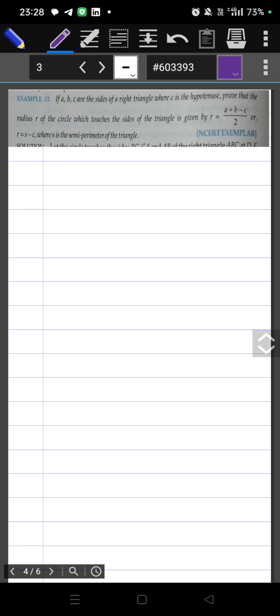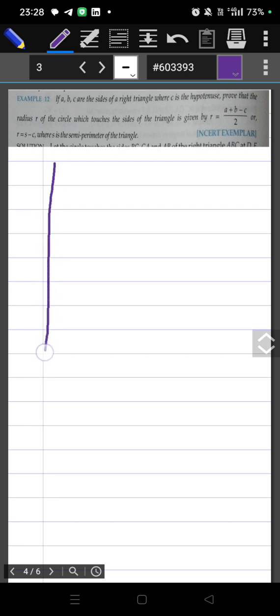This is the numerical of 10th standard from the book R.D. Sharma, and the chapter name is Circle. So, let's move forward with the problem. In the question, it has given that if A, B, C are the sides of a right angle triangle, where C is the hypotenuse.